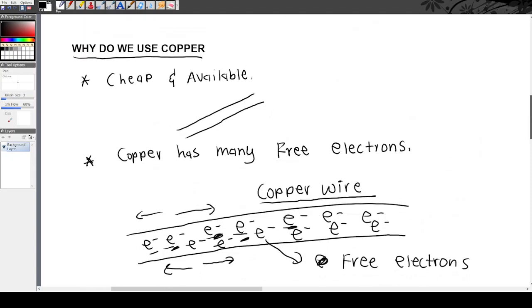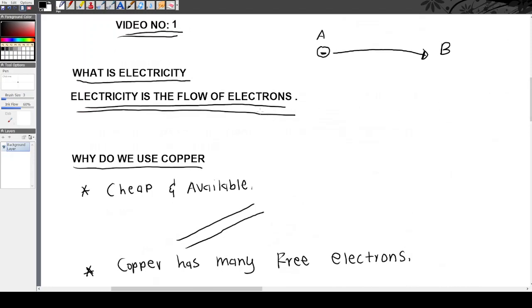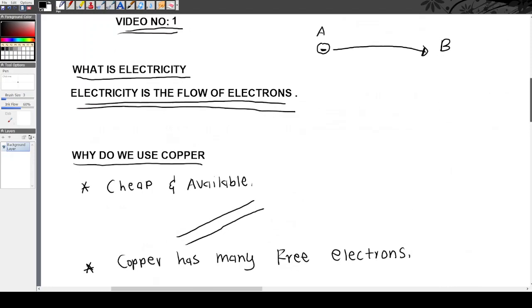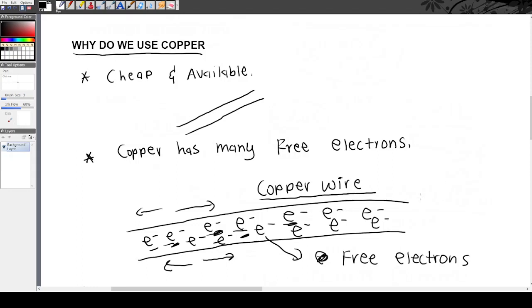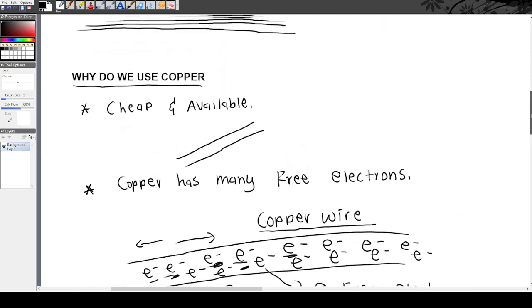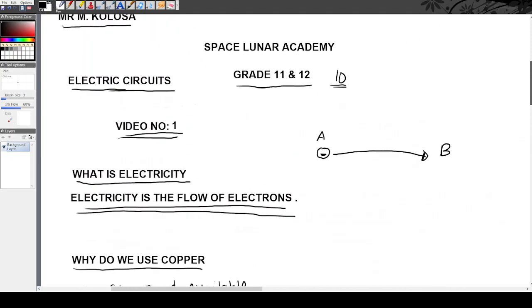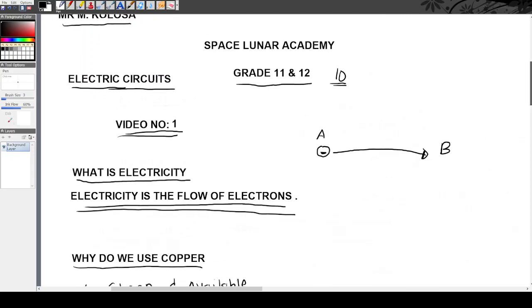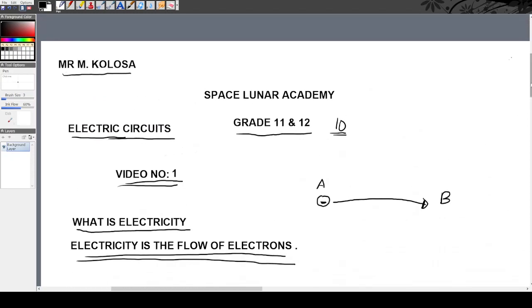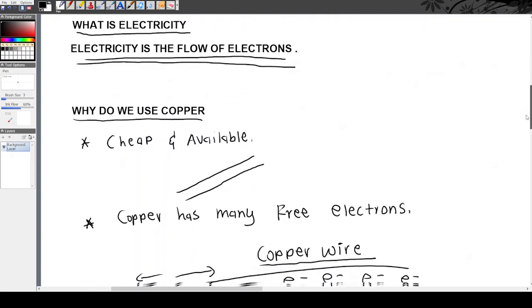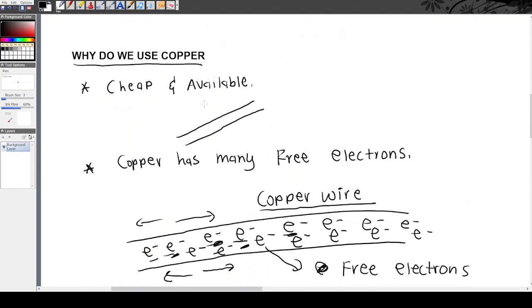That's why we use copper, because electricity is the flow of electrons. So the material we choose must be a material that can move electrons. Okay, so I believe that is enough for video number 1, because in this video I wanted to explain what electricity is. What is electricity? Electricity is the flow of the electrons. And if you want to create electricity, then we need to use a material that has many free moving electrons, because electricity is the flow of electrons.